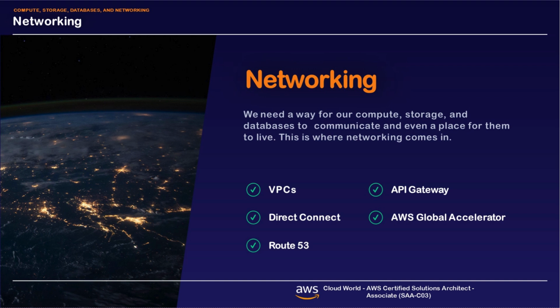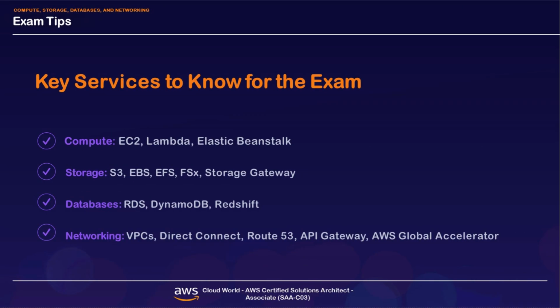Route 53 is a way of doing DNS, so it's a way of registering domain names and then pointing them at our web servers, for example. We have API Gateway. This is basically a serverless way of replacing your web servers. We're going to learn a lot more about that. And then we have AWS Global Accelerator, and this is a way of accelerating your audiences towards your applications within AWS. So that is networking. So the next thing we're going to do is go over and have a quick look at the exam guide.